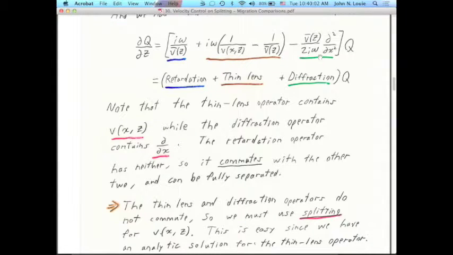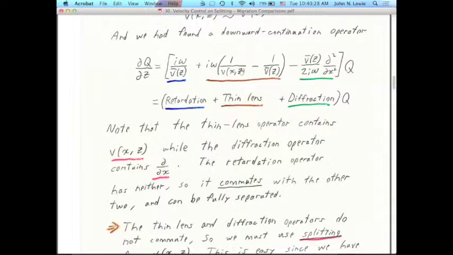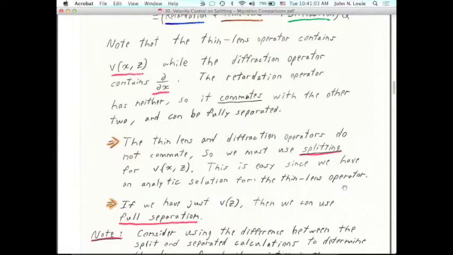But the thin lens and the diffraction operators are split here. You can see that there's a velocity dependence on x in the thin lens operator, and an x direction derivative in the diffraction operator. So those two don't commute, and we have to use splitting, and that's exactly what we did. We had an analytic solution in frequency space for the thin lens term, so we implemented that at each depth step. That's why the thin lens term was down there inside the z loop, creeping down in delta z. So we had to use splitting.